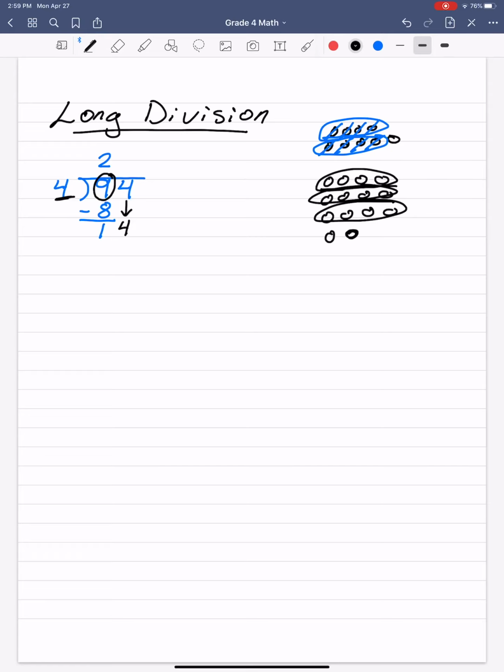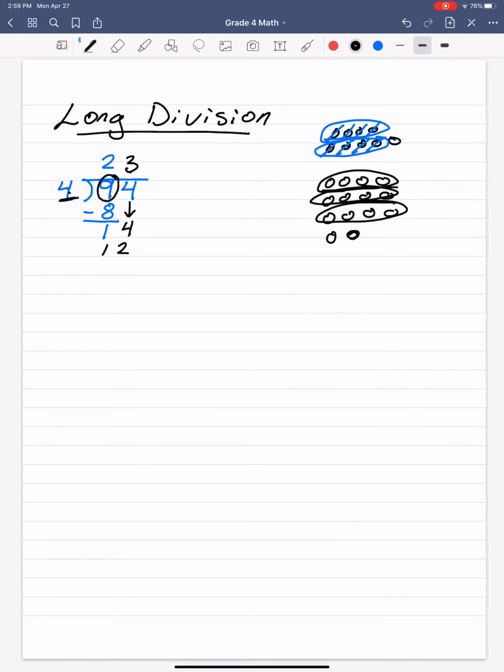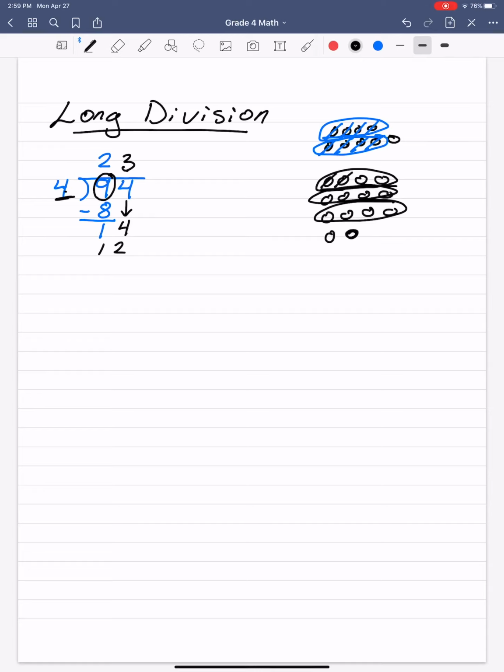So we're going to put 3 up above our second digit, up above the 4. And just like before, we're going to multiply 3 times 4, which is 12. And you can see that if I counted these off, 1, 2, 3, 4, 5, 6, 7, 8, 9, 10, 11, 12, that's how many I have used, but there's still 2 left over. And that's the next part.